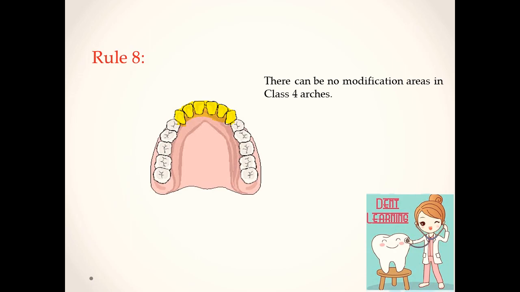Now the last rule, there can be no modification areas in class 4 arches. You can appreciate it clearly. The class 4 arches are the teeth which are lost most anteriorly. Okay, if any missing tooth is present, that will be obviously posterior to this area, hence that will be determining the classification. Hence the result is there can be no modification areas in class 4 arches. Always remember it. Okay, if you say an arch is a class 4, then there is no option of saying class 4 modification 1, 2 or anything else. Okay, only class 4 means class 4, no modifications.